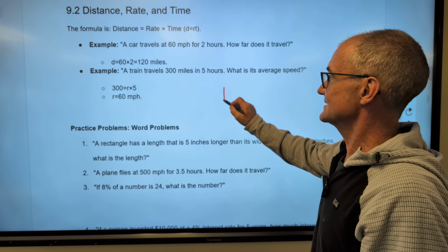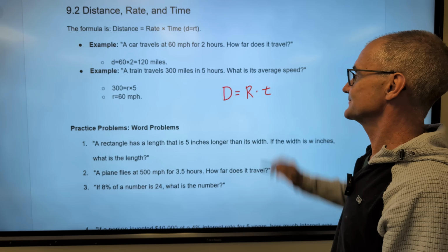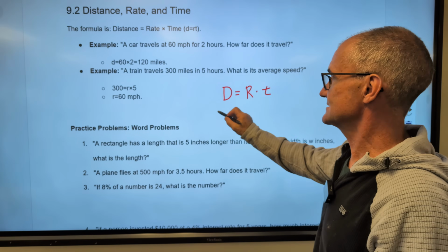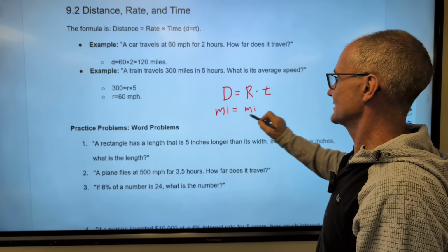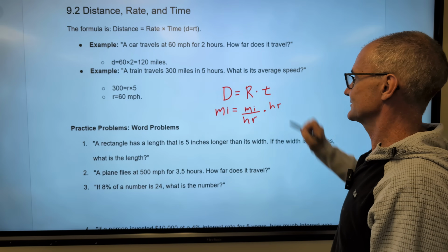The key is distance is going to be equal to your rate times your time. If you look at the units here, it'll kind of make sense. Let's say your distance is in miles. Your rate would be in miles per hour. Your time would be in hours.